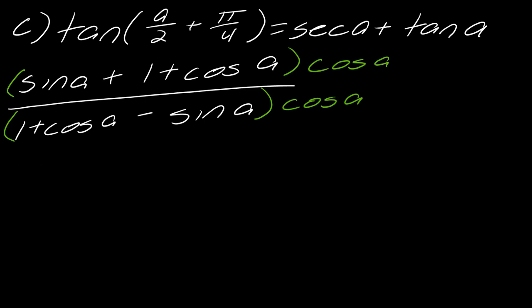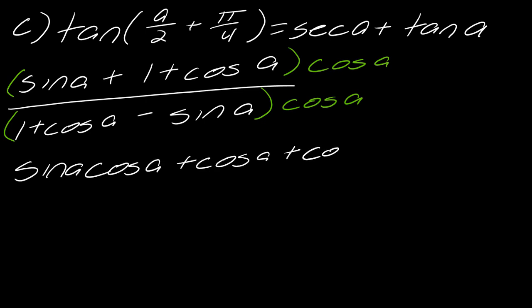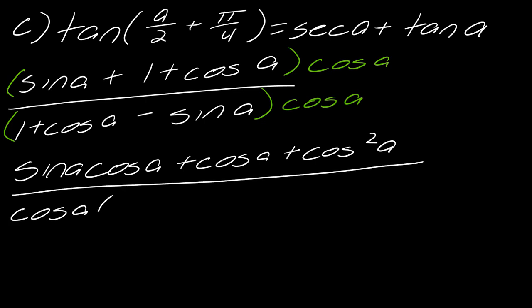So I've got sine of A cosine of A plus cosine of A plus cosine squared A. And I'm going to leave the bottom alone for a moment. All right, the reason why I wanted to multiply by cosine of A was I wanted to create one of these squared terms, okay? And you could probably also try this with sine squared and you might get a slightly different path that you'd go down.